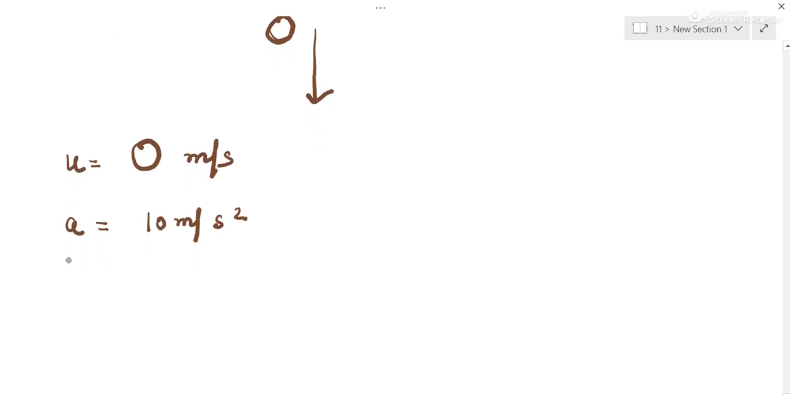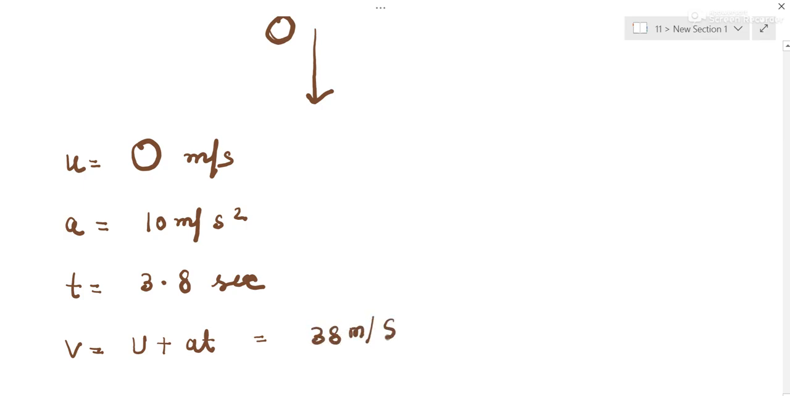And see, we should find out the time taken to go up was 3.8. So the time taken to come down will also be 3.8. So we can find out final velocity when it is about to hit the ground. So u plus at. So u is 0 and at would be 38 meter per second. Okay, this is your velocity upon hitting the ground. And this is the third time.